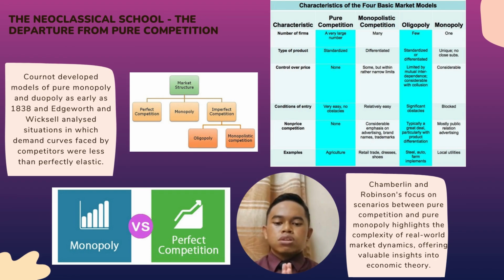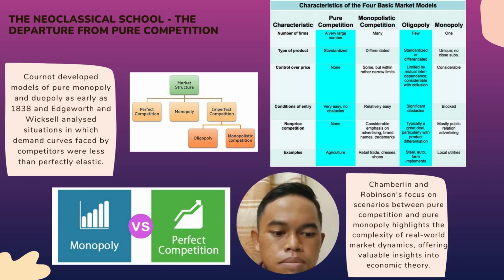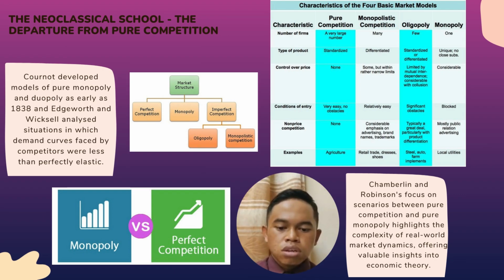So we will continue to this picture, which explains the market structure. It was divided into three: perfect competition, monopoly, and imperfect competition. In imperfect competition, we divide into two: oligopoly and monopolistic competition. As you can see in this table, the characteristics of the four basic market models are pure competition, monopolistic competition, oligopoly and monopoly.